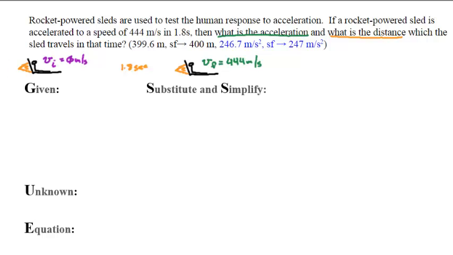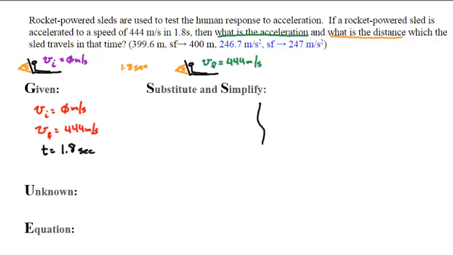Since I'm working in the x-axis, I'll put it in red. My initial velocity equals 0 meters per second. My final velocity is going to be 444 meters per second. And because time does not have a direction, I'm going to write that in black, 1.8 seconds.